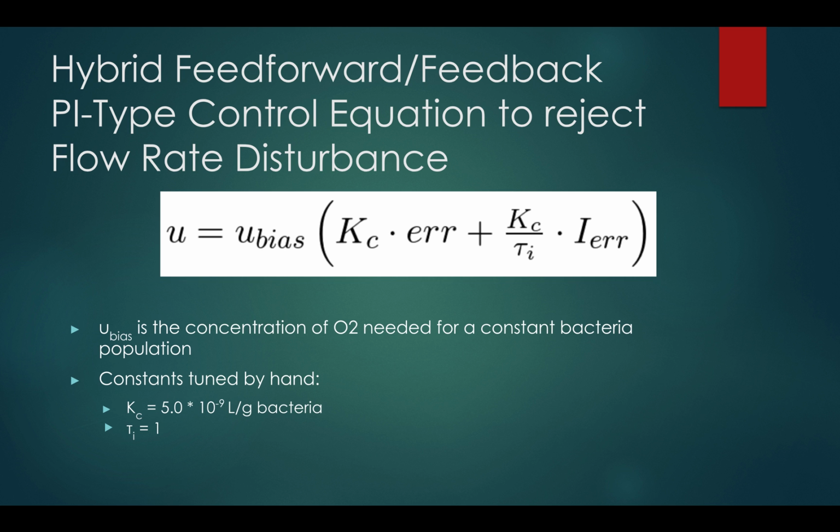So what our controller does is detect the flow rate and then calculate the value of oxygen concentration needed to maintain a constant population, that's U bias. And then with feedback from the aeration basin, we can calculate with this PI type term, and we can multiply that term by our U bias, or our standard steady state oxygen concentration, to adjust the actual concentration of oxygen that's input by the blowers into the system.